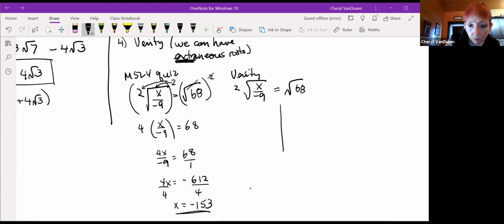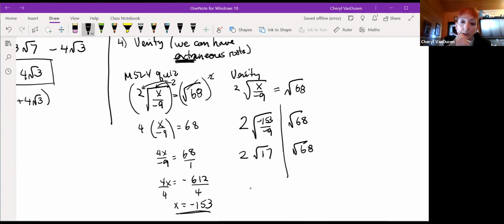So I'm going to get 2, and then I'm going to put the answer in, minus 153 over minus 9. And then no equal sign, just root 68. So we're going to try to make sure we can get both sides to be the same. So what's 153 divided by 9? 17. Okay, so we get 2 root 17 and root 68.